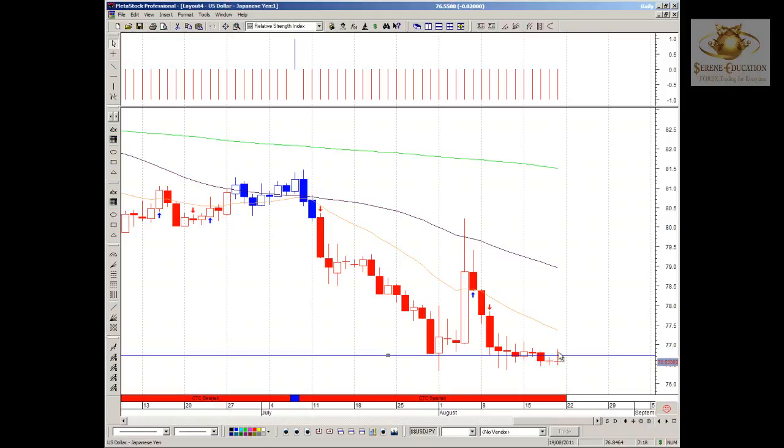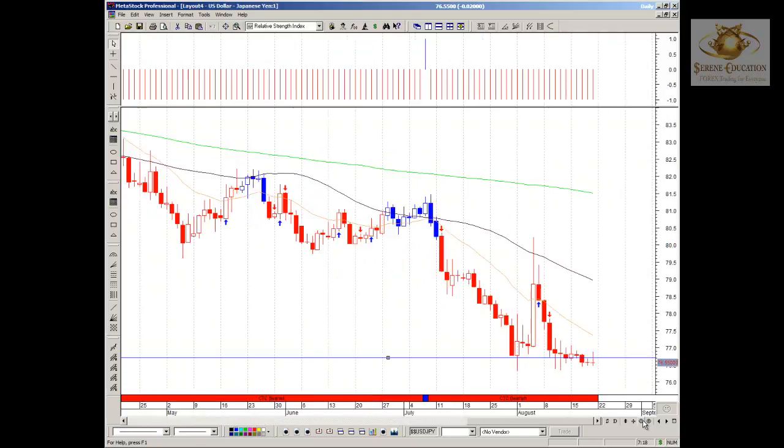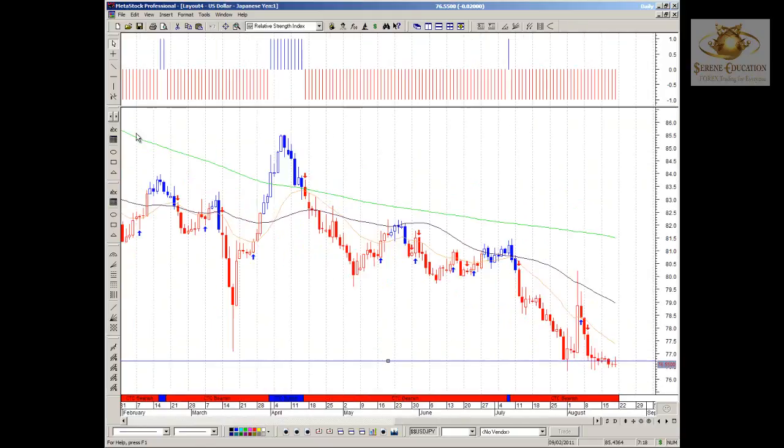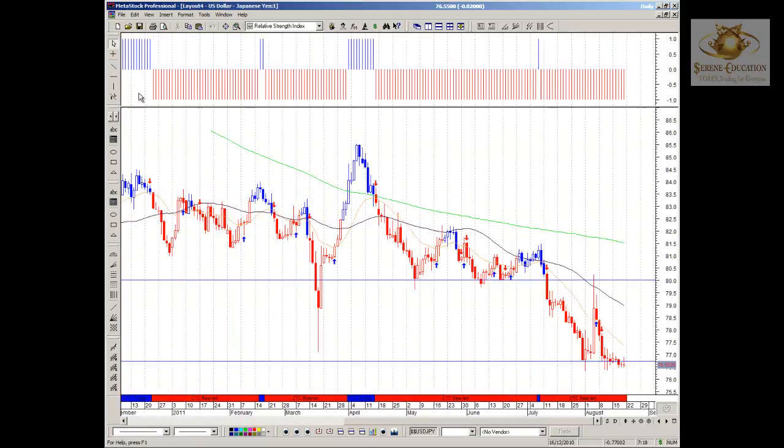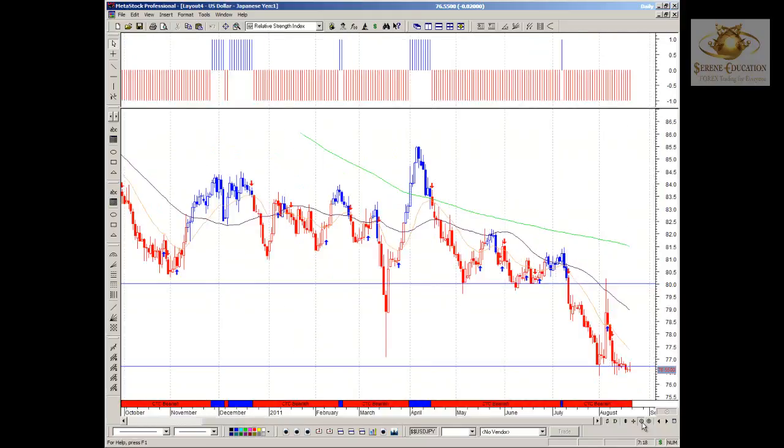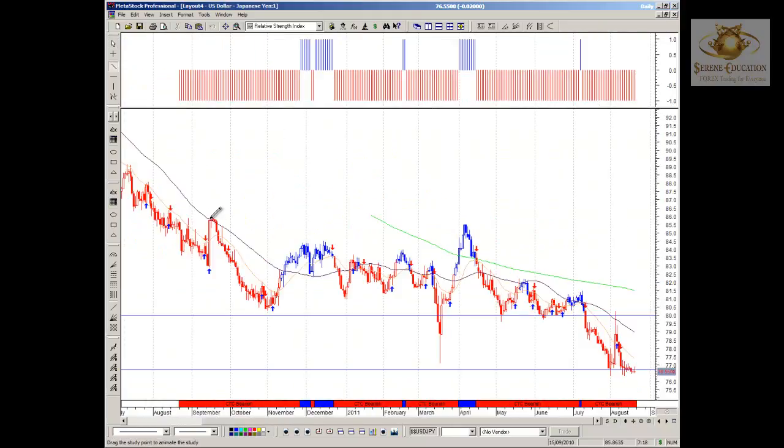Let's see if that happens again. But we know what the Japanese economy is going through at the moment. We've seen the loss of 20,000 lives just recently. Back in March, they had a massive earthquake of 8 on the Richter scale, followed by a massive tsunami which literally killed 20,000 people and really devastated the economy.